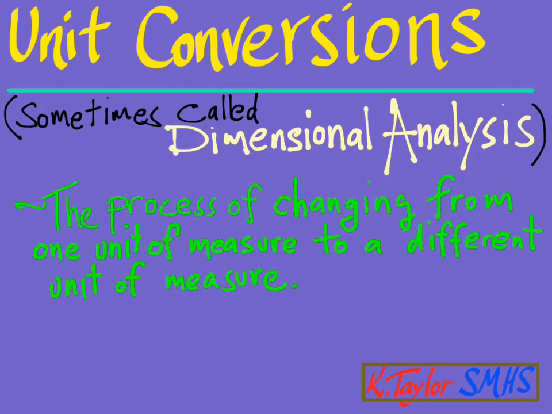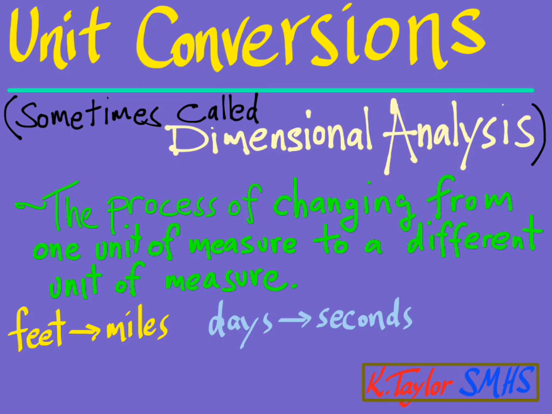For example, we might want to convert feet into miles, or days into seconds, or sometimes we want to convert from one system of measurement to a different system of measurement. For example, the metric system and the English system both measure similar things like distance and mass and time, but they have different units of measurement. For example, you might change kilograms into tons. Okay, those are from different systems of measurement.